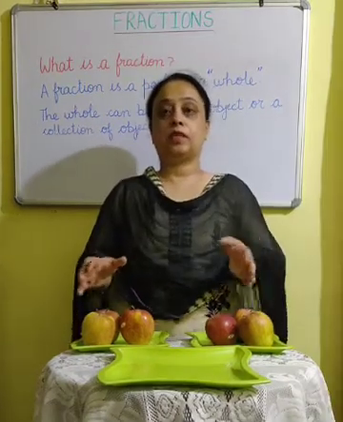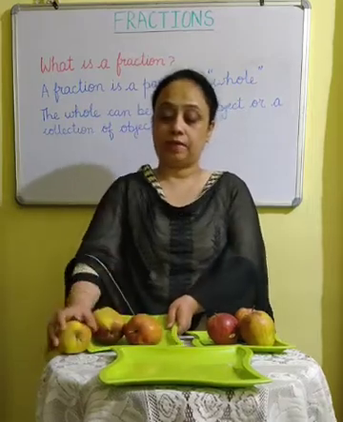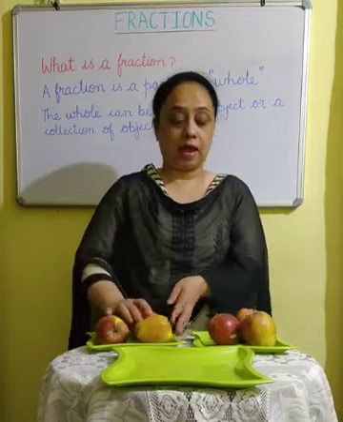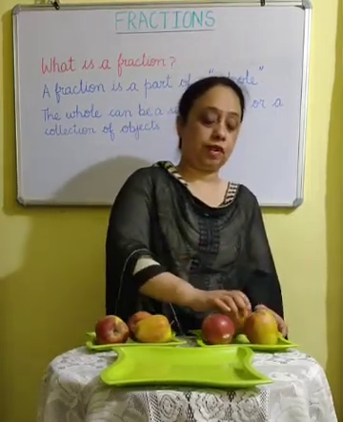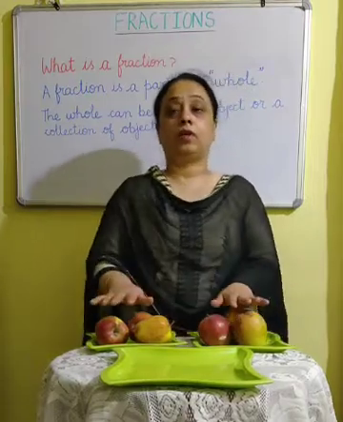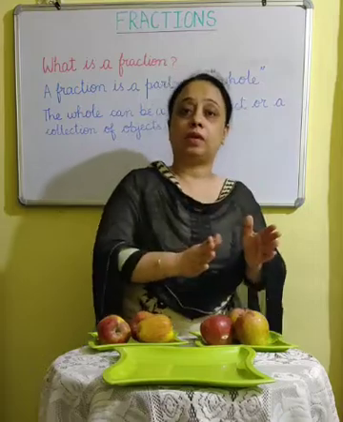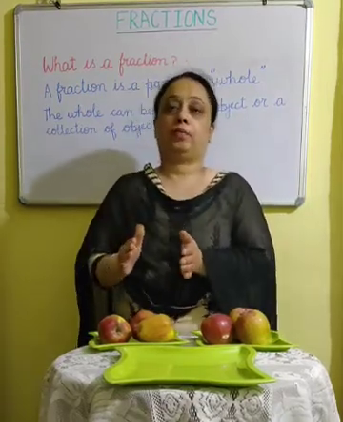Now since this was a collection of 6 apples, I have 3 apples in each half. 3 apples in this half and 3 apples in the other half. So when we are distributing 6 objects into 2 equal halves, 3 will come in one group and the other 3 will come in the other group.